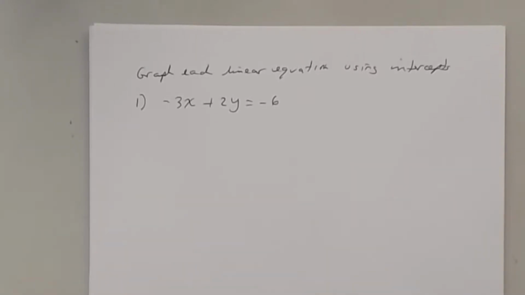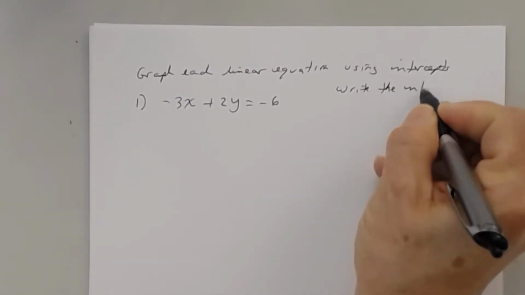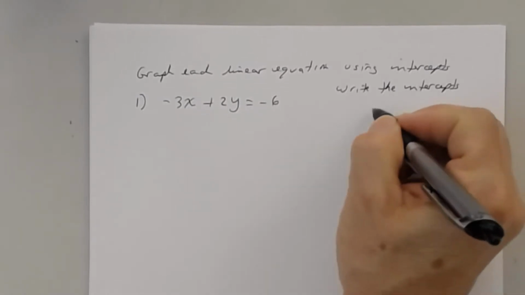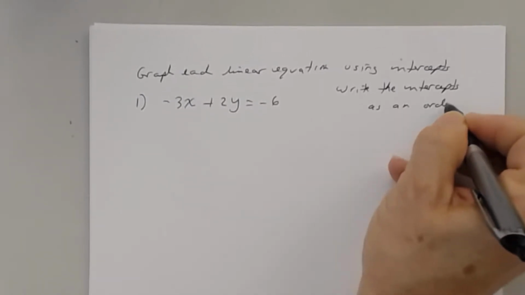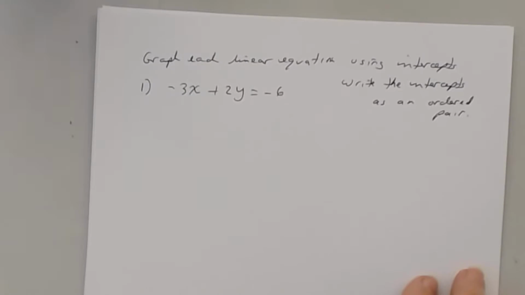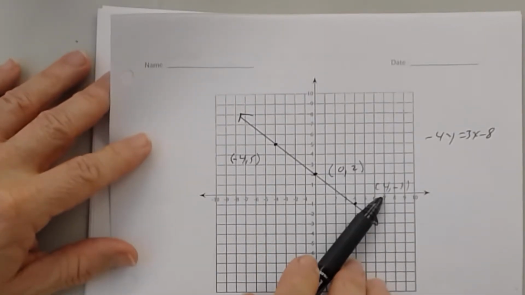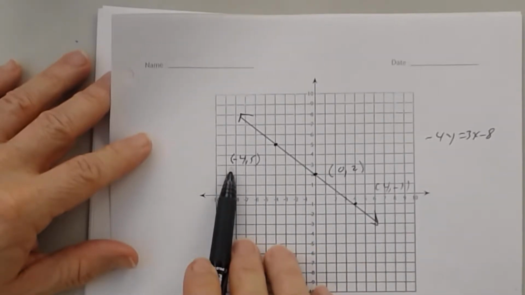The directions will probably also say this. Write the intercepts as an ordered pair. So when we graph that first line, this one here, and we wrote negative 4, 5, 0, 2, 4, negative 1. These points are ordered pairs.